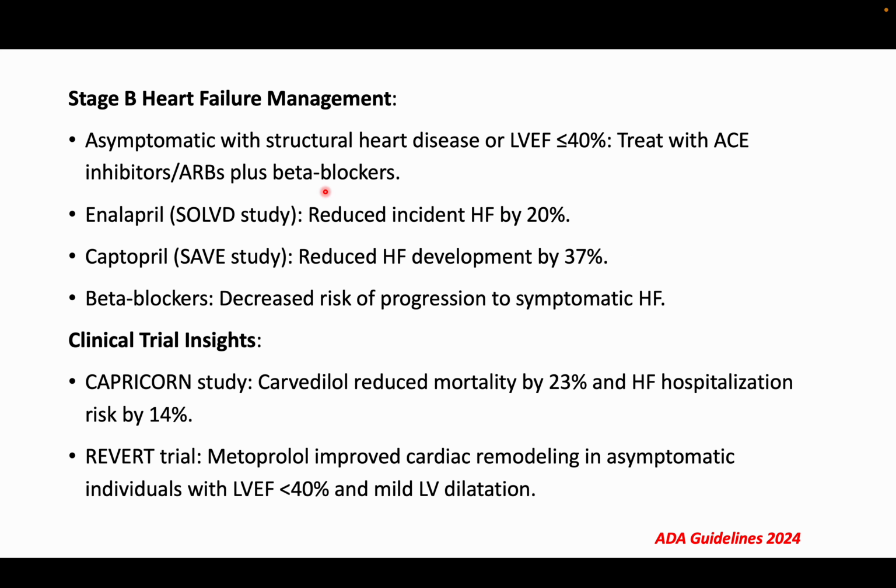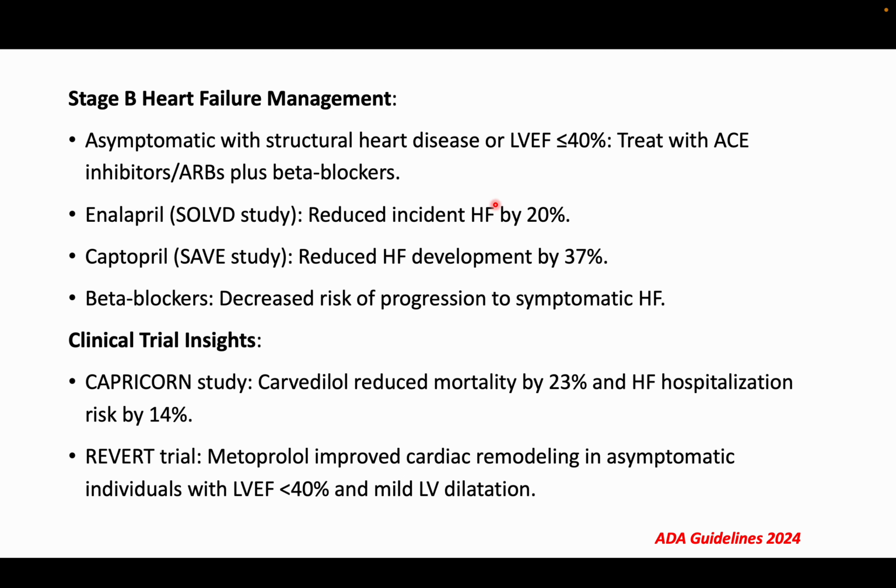Stage B is where there is structural heart disease and cardiac biomarkers are elevated. In them always advise enalapril, from the SOLVD study, and captopril, from the SAVE study, which reduced heart failure prevalence by 20% and 30% respectively. So these are the ACE inhibitors, and plus beta blockers should be advised in stage B heart failure. Though the patient doesn't have any symptoms per se, when you do the routine 2D echo or routine biomarkers, there are significant changes. So in them you should definitely advise ACE inhibitors or ARBs plus beta blockers.